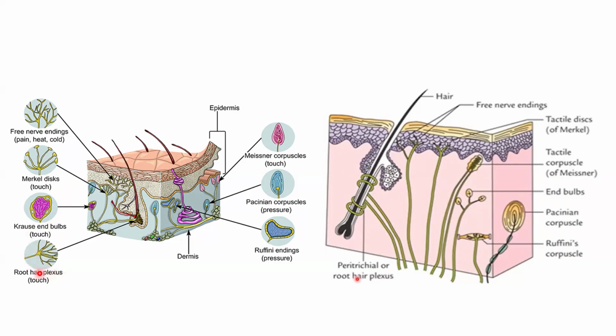Root hair plexuses for any movements that happen on the hair due to touch. And then we have Pacinian corpuscles for pressure and vibration, Meissner's corpuscles for fine touch, Ruffini endings for degree of hotness and also pressure.